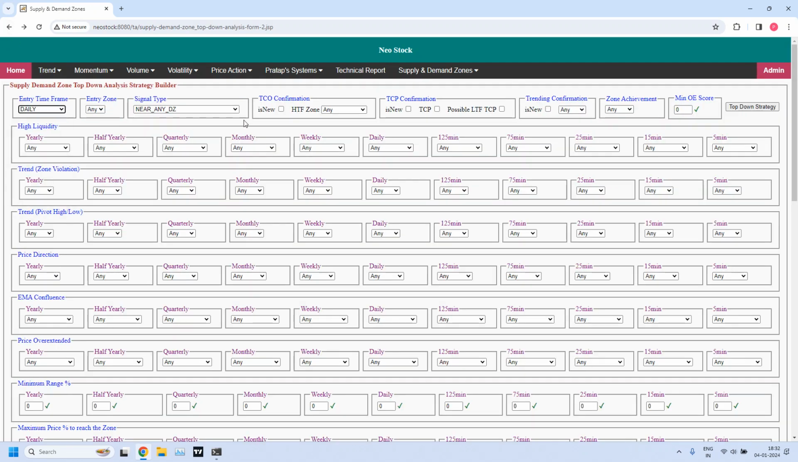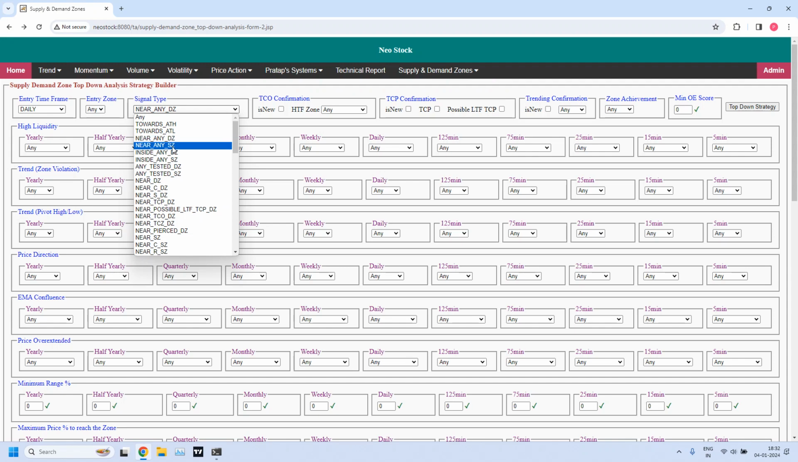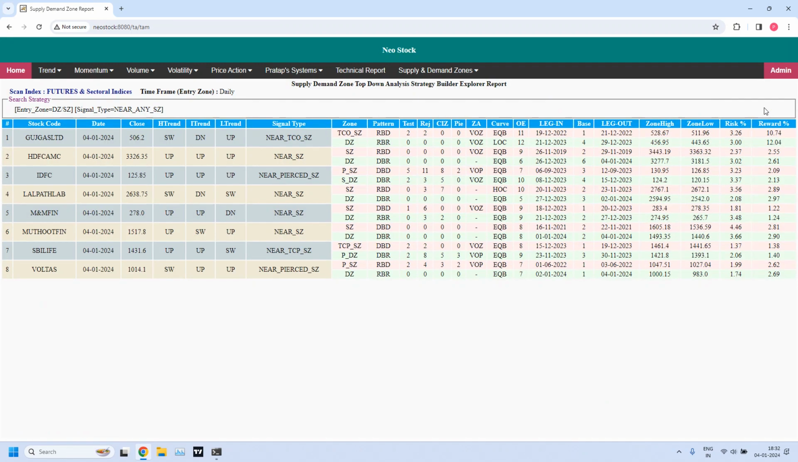Entry time frame is daily. Let us find the stocks near daily supply zone. We have identified 8 stocks near daily supply zone. Any high liquidity supply zones? SBI Life is a high liquidity supply zone, but it is already tested 2 times and also 2 rejections.